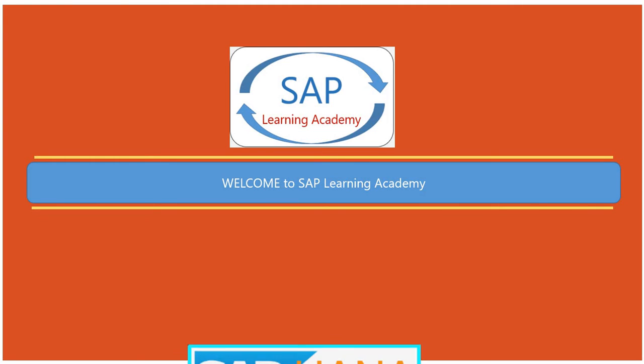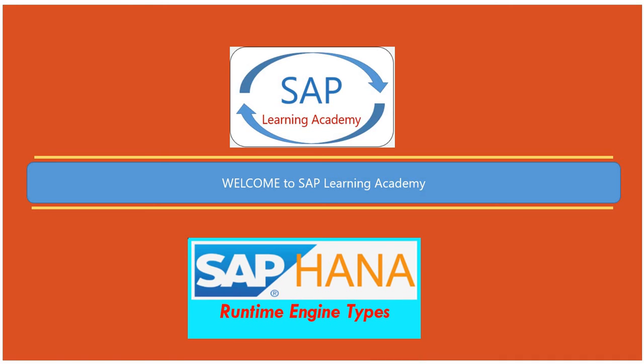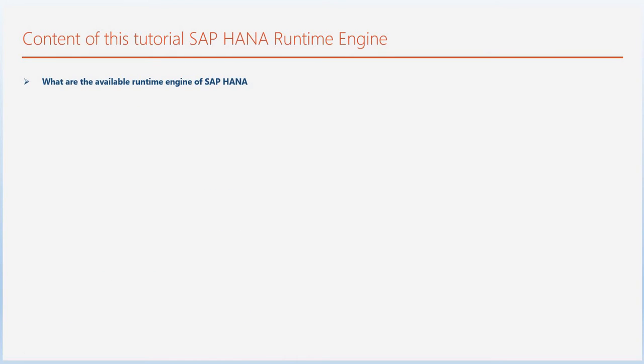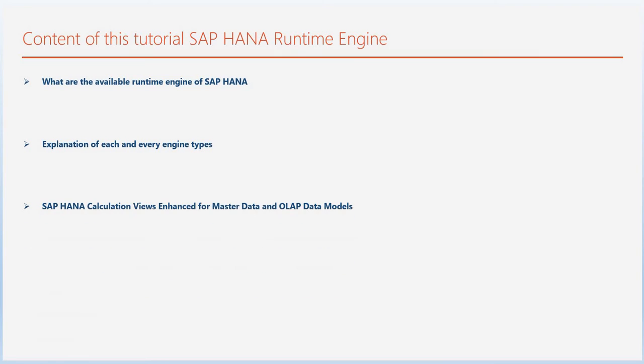In this tutorial today I will be discussing the SAP HANA runtime engine types. In the content of this tutorial I will be talking about what are the available runtime engines of SAP HANA. Then I will be explaining each and every engine type and their uses in SAP HANA. And then, very importantly, I'll be talking about the calculation views, how they can take over the master data and OLAP data models. So let's start.